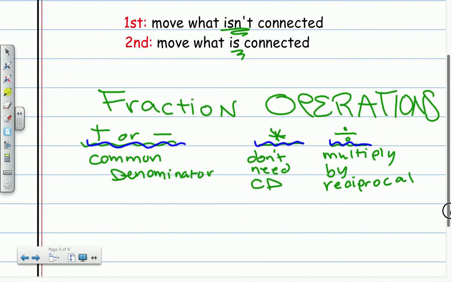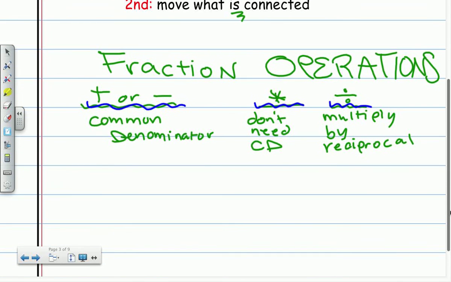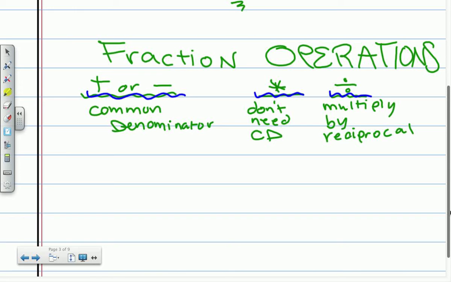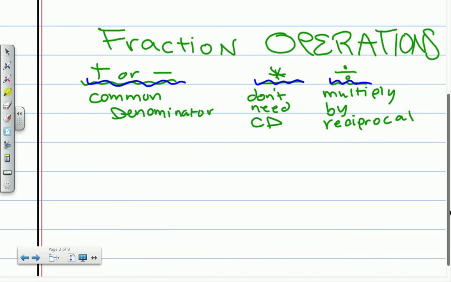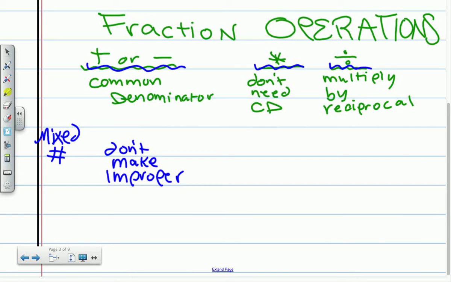Oh, we forgot all about poor little mixed numbers. Let's include mixed numbers in here. With mixed numbers, we can leave them mixed when we're adding and subtracting. So I'm going to make a separate table once my smartboard chills. So for mixed numbers, when you add or subtract, you don't make improper. But when you multiply or divide mixed numbers, you must make improper first.